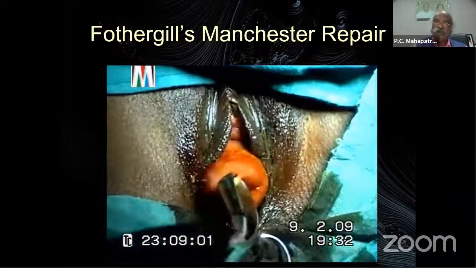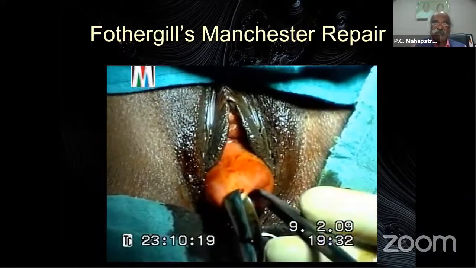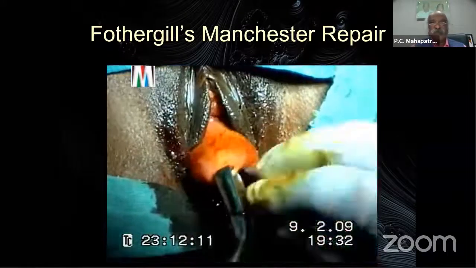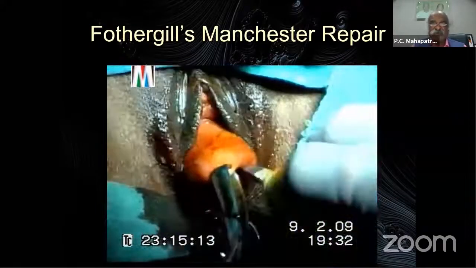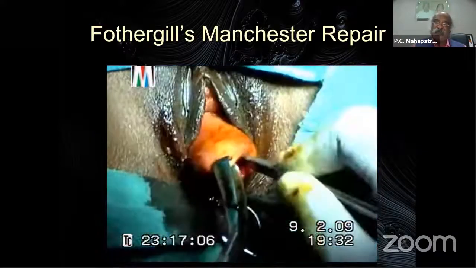It is easier to do a Manchester, it is easier to do a Warmose operation or a vaginal hysterectomy with pelvic floor repair, but Fothergill's Manchester repair is important. The steps are dilatation with or without curettage.